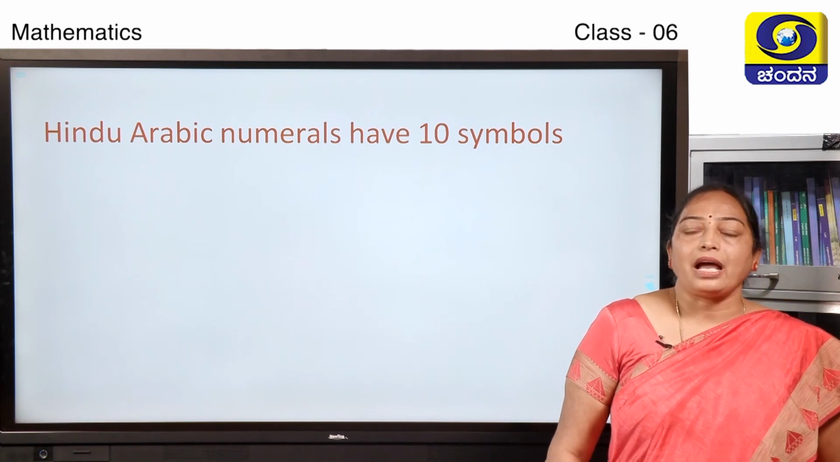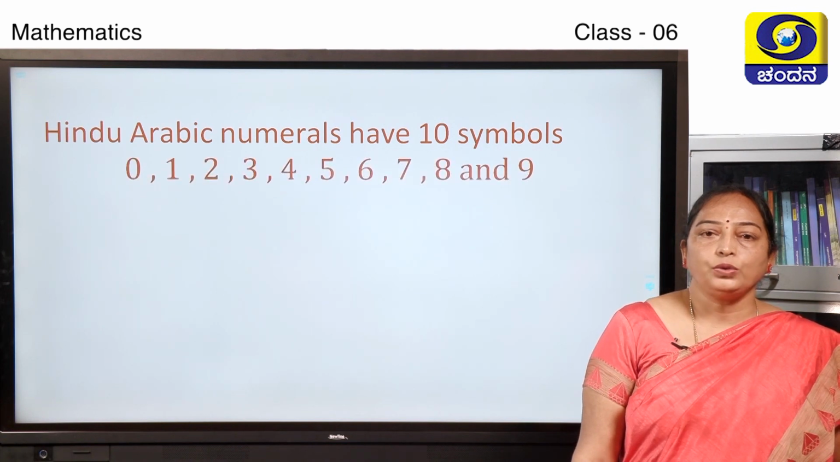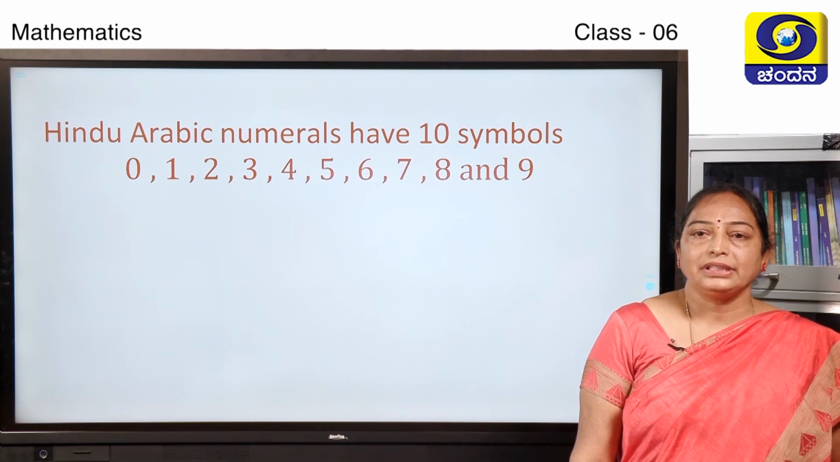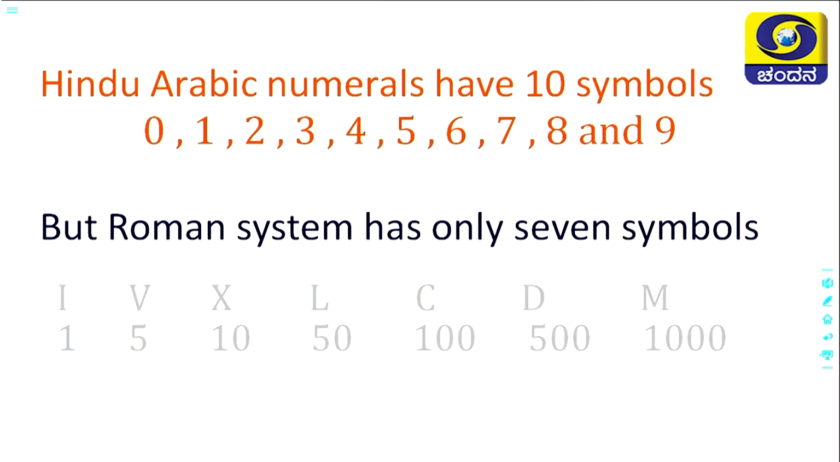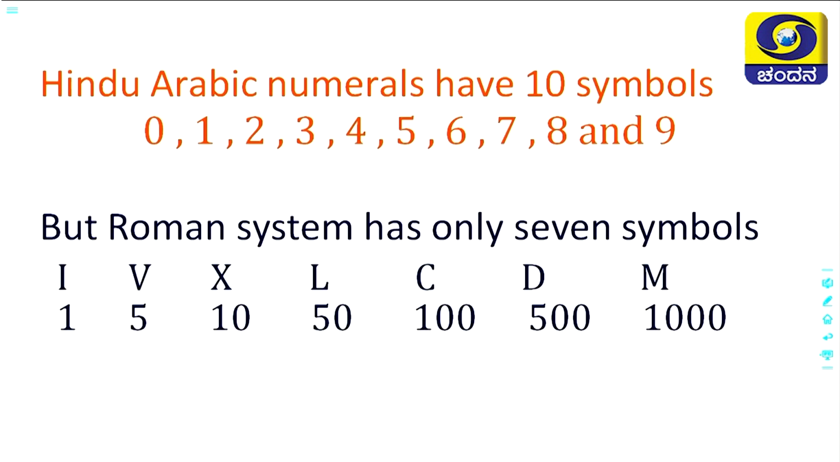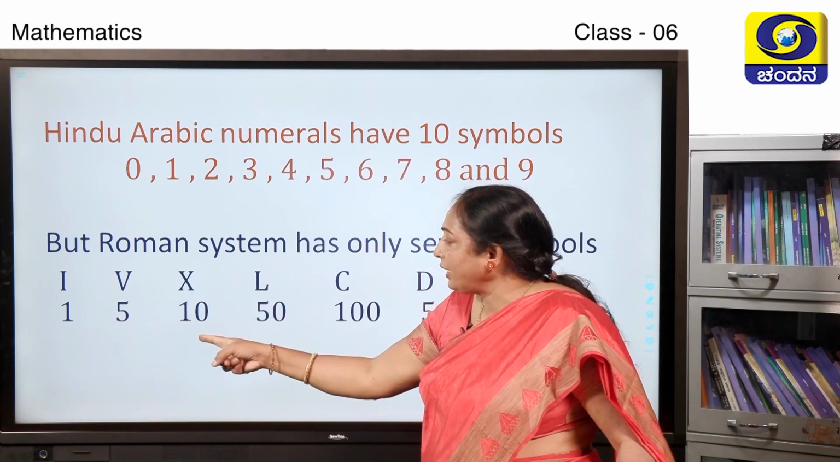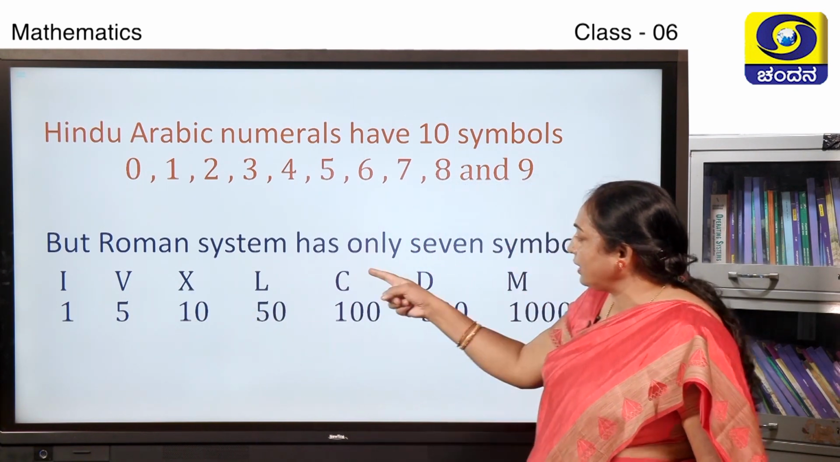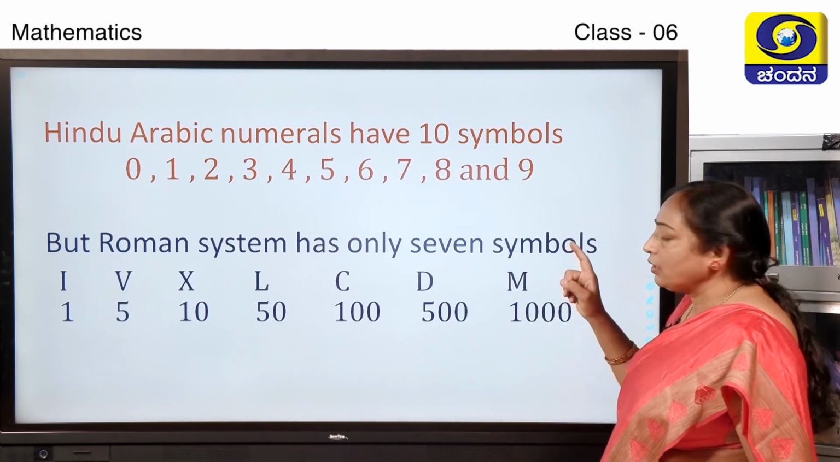Hindu-Arabic numerals have 10 symbols. We know that they are 0, 1, 2, 3, 4, 5, 6, 7, 8 and 9. But the Roman system has only 7 symbols, that is I for 1, V for 5, X for 10, L for 50, C for 100, D for 500, M for 1000.